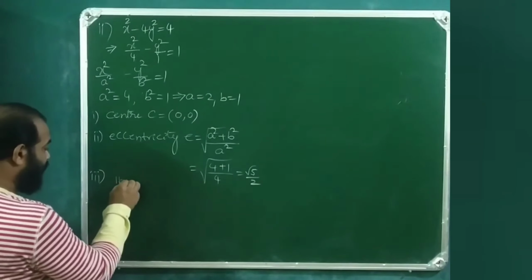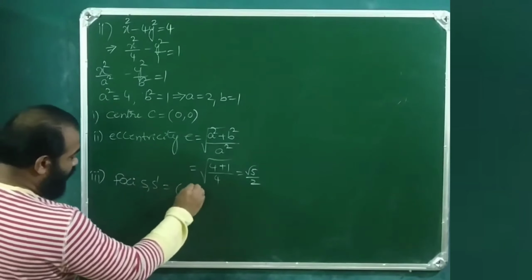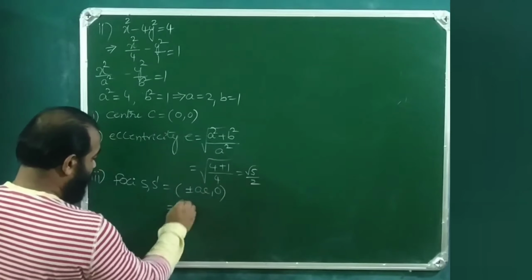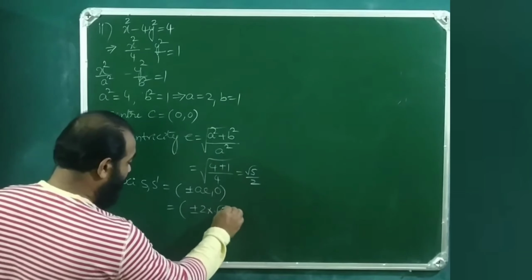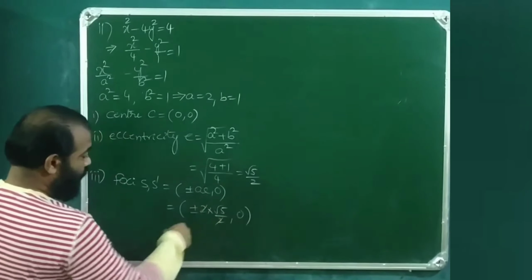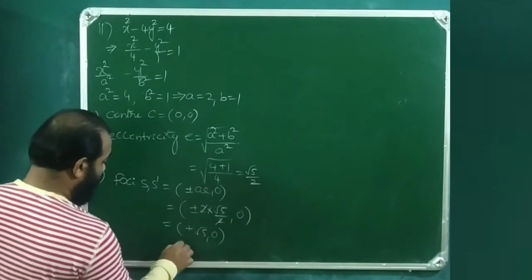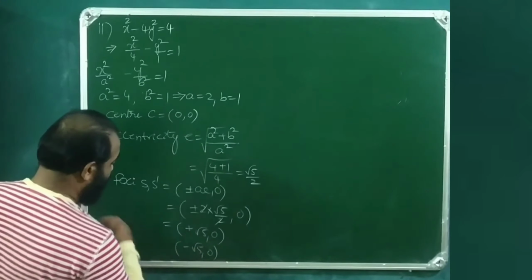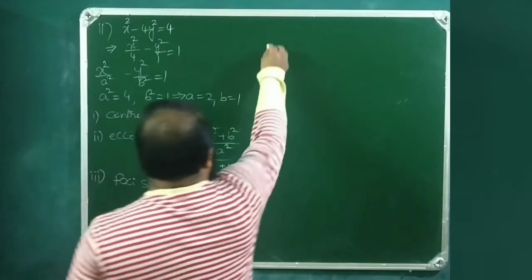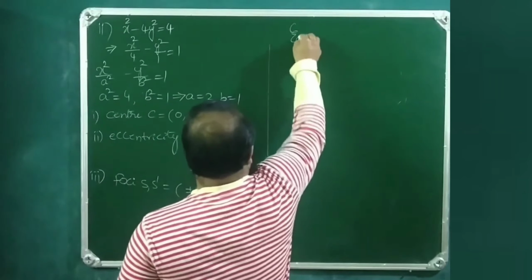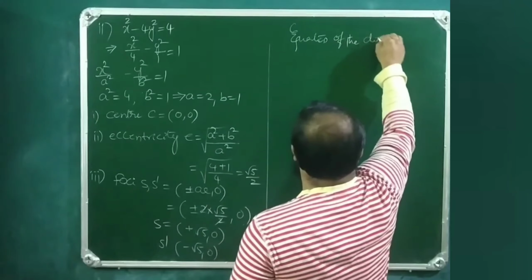And the third one, the foci S comma S dash is equal to plus or minus ae comma 0. So plus or minus a is 2, e is root 5 by 2 comma 0. 2 gets cancelled. This is (plus root 5, 0) and (minus root 5, 0). So this is S and this is S dash. And equation of the directrices.